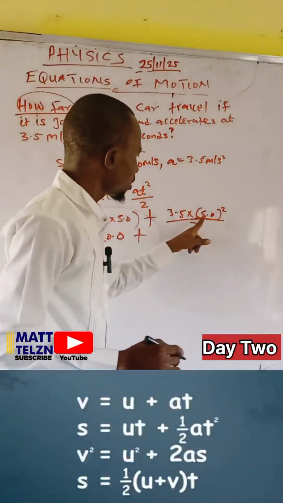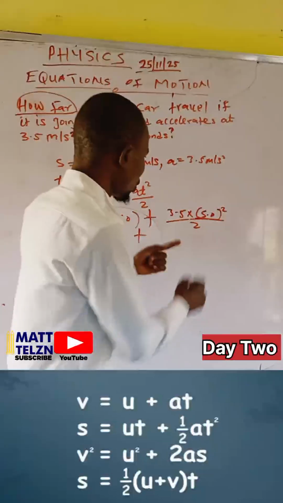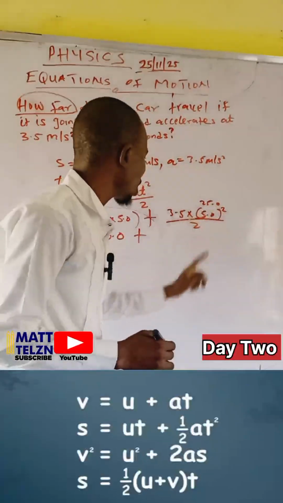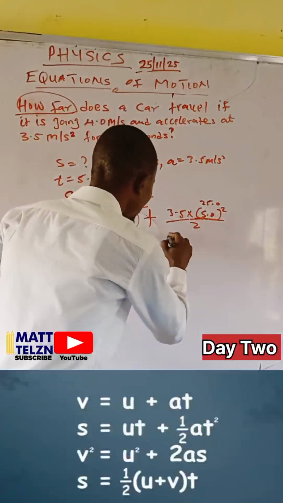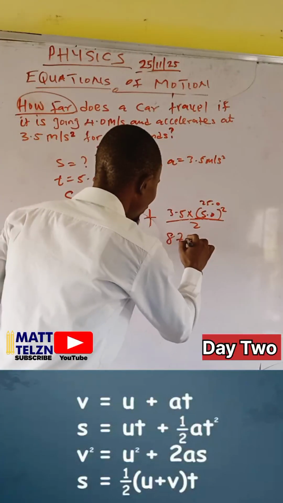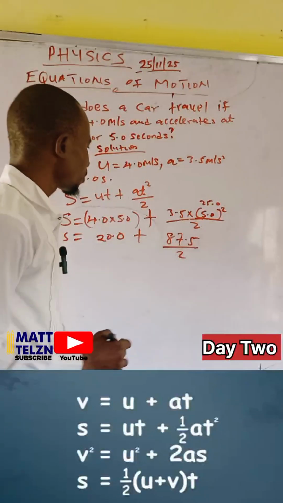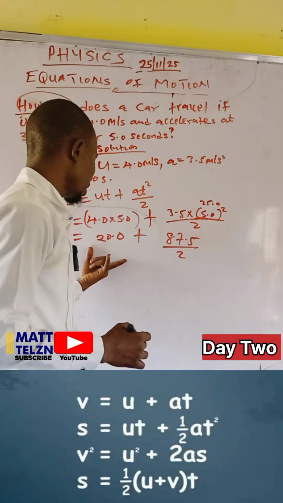Plus, now 5.0 square is 25, right? So here I have 25.0, right? So 25.0 times 3.5, what I'm going to have is 87.5 divided by 2, right? Good. The next thing is I'll divide this, then add the answer to it, right?